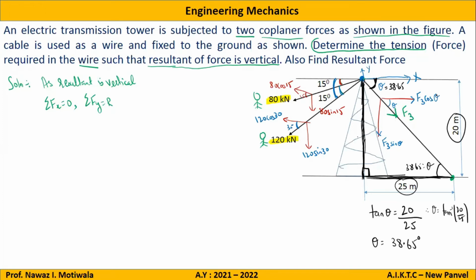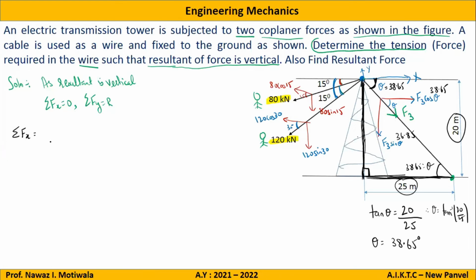So यहाँ पर क्या आ जाएगा? F3 cos 38.65 and F3 sin 38.65. Now we are ready to write the equations. So let us write that. First equation I will write summation of Fx equal to.